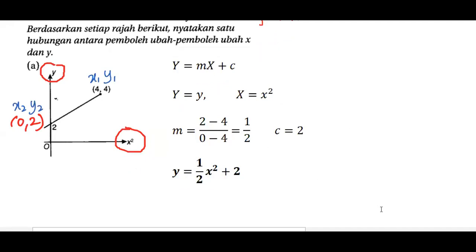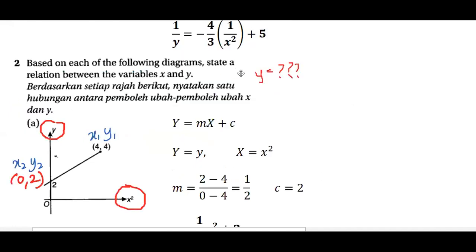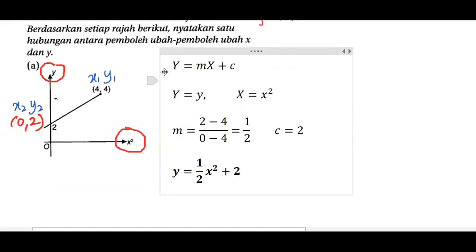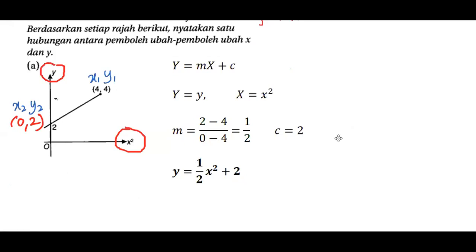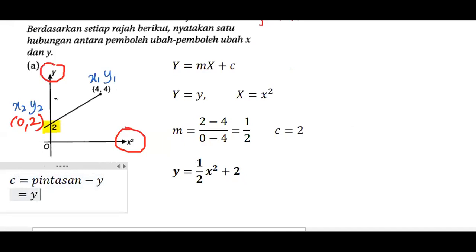Okay, so now we go to question B. Same, we want to find small y, not big Y. Someone asked why C is 2. Oh, I just saw why C is 2. Thank you. C, by the way, what is C? C is the Y intercept. Y-intercept means what?